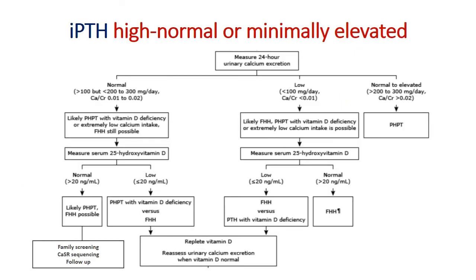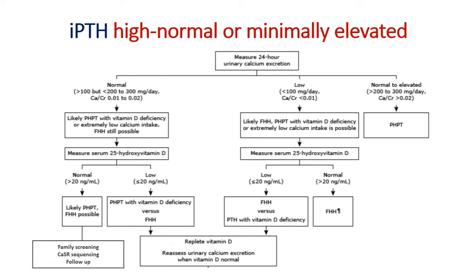Now, what if the PTH that you measured is just above normal or high normal? For example, if you take the upper value of normal of PTH to be 65 picograms per ml or 70 picograms per ml, you could get patients who come to you with a PTH of say 75 picogram per ml or just 65 picogram per ml. Now, what to do with these patients? Do they have primary hyperparathyroidism or do they have something else? The next step would be the measurement of 24-hour urine calcium excretion.